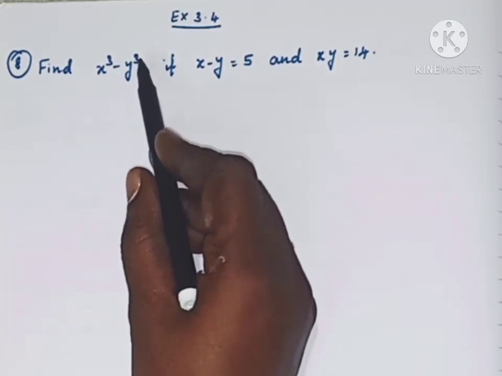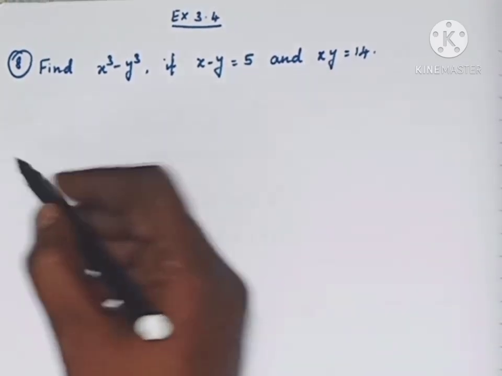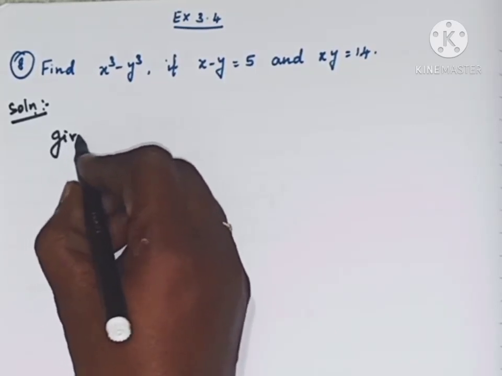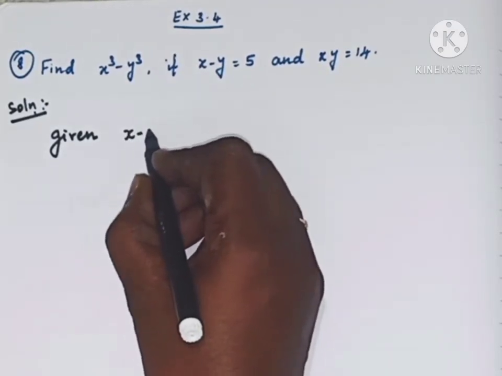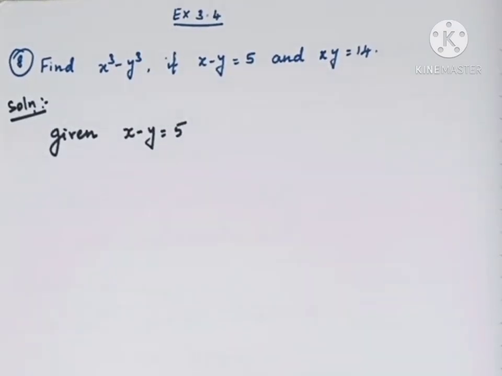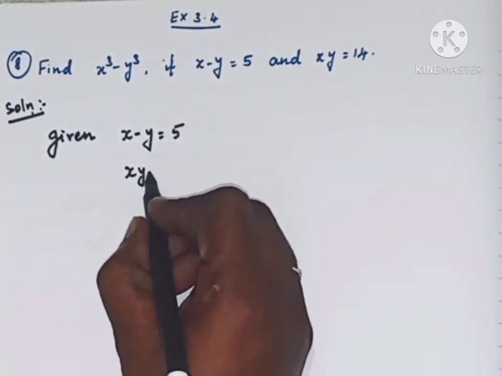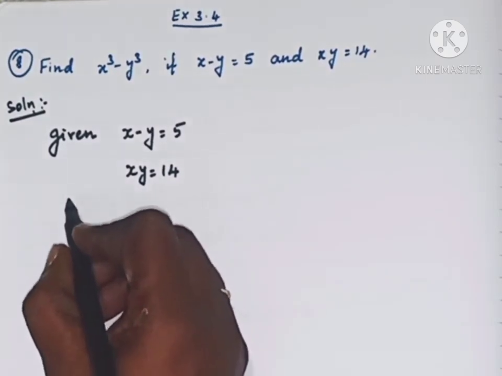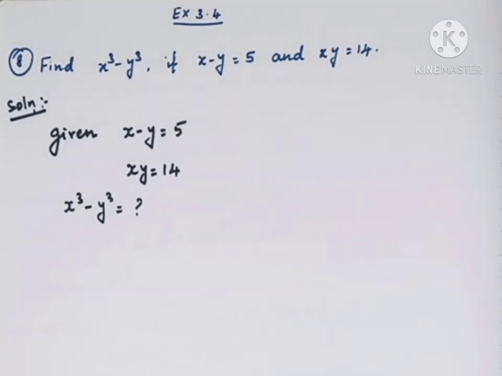Find x cube minus y cube if x minus y is equal to 5 and xy is equal to 14. Solution. Given, what are the values given in the sum? Given x minus y is equal to 5 and also given xy is equal to 14. Now we have to find x cube minus y cube is equal to what? We have to find the value of x cube minus y cube.